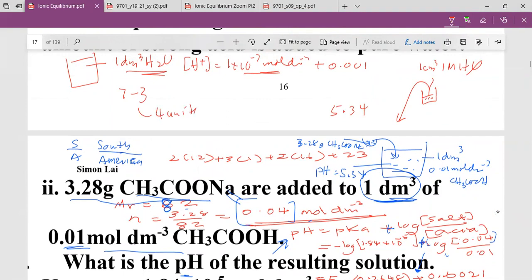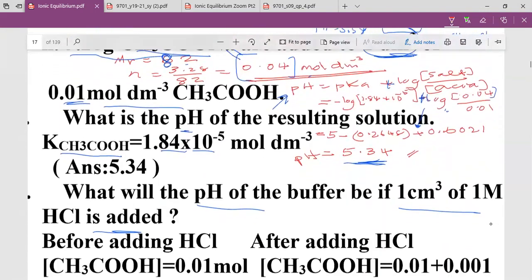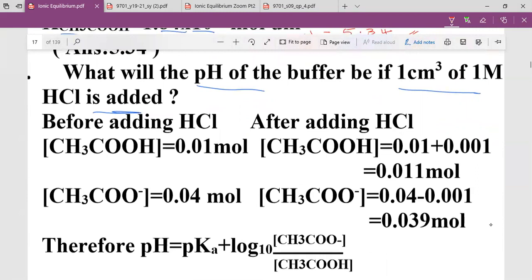But how much did it change? Go inside here. Remember, the number of moles of your HCl here is equal to 0.001. I calculated this already earlier. So of course, this will give you H plus, same. The number of moles of H plus is also equal to 0.001. All right, now what happens now? I always use before and after, before adding HCl and after adding 1 cm cube of 1 molar HCl.